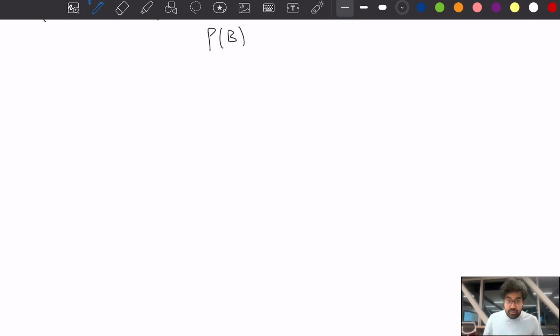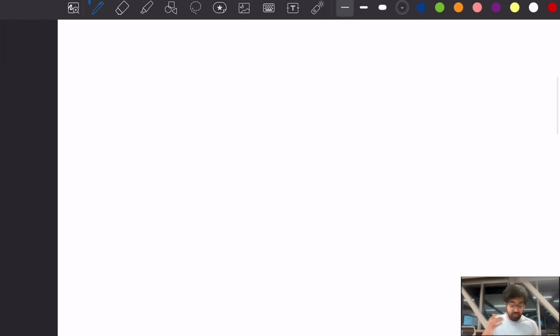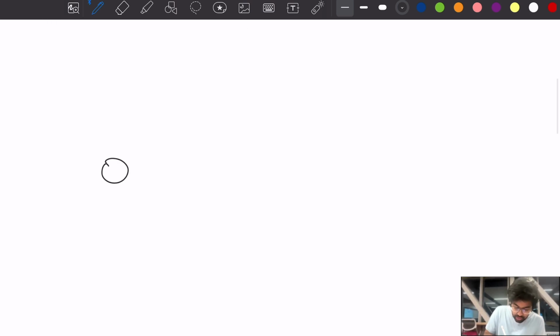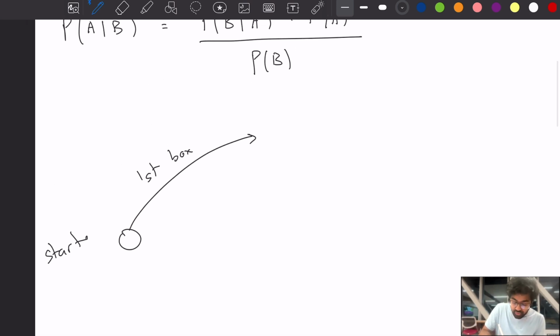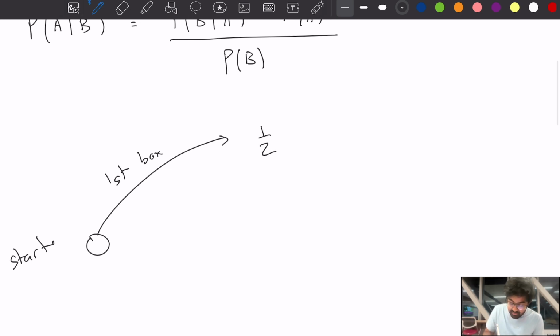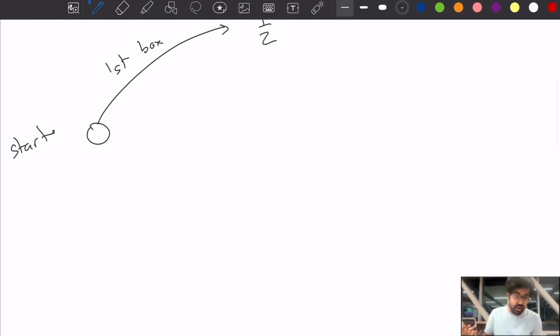The way that I like to tackle these problems is by drawing some sort of story or decision tree, where the conditionality builds as we go from left to right. So let's draw that out really quickly. We have a starting node here, and from here we can either go to the first box or the second box. The probability for each is just 1/2, right? Because it's at random and we have two different boxes. So it's 1/2, and we have the second box right here.